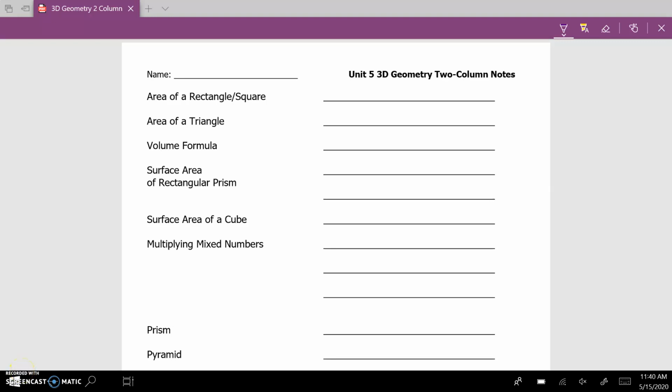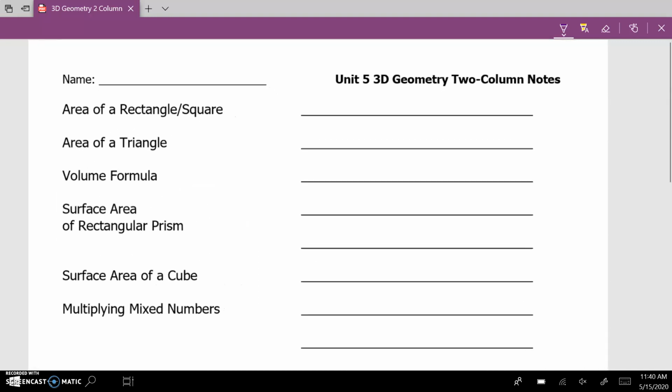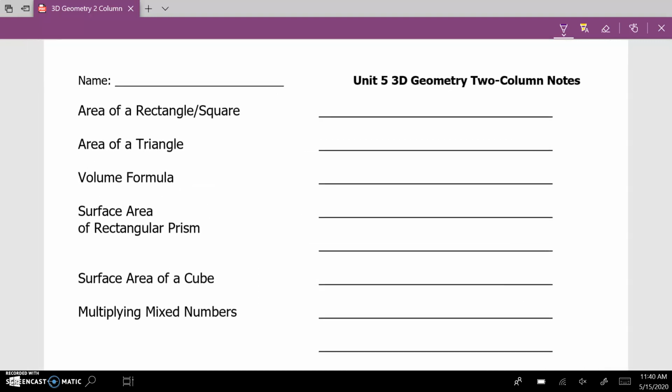Alrighty, here we are on the 3D geometry 2-column notes. While you're watching this, imagine this is just like how we do it in class. All you have to really do is copy down the things that I put on here. This should just help you keep your formulas organized and help you fill out the study guide before you take the test this week.